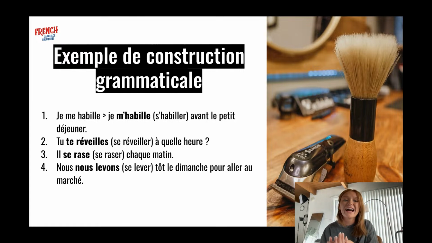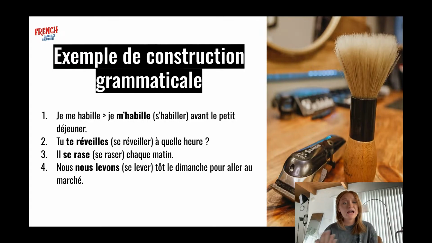Third one, se raser. Se raser means to shave. So if you want to say he shaves every morning, same thing. I know that my pronoun is il. What is the se for il? Same as the full form, the infinitive. I'm going to keep se. Il se rase, ending with the e. Chaque matin.